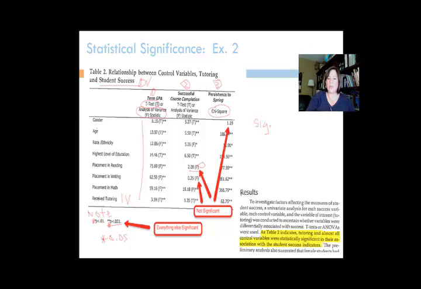And here's the way the authors wrote this up in their text. T-tests or ANOVAs were used. As Table 2 indicates, tutoring and almost all control variables were statistically significant in their association with the student success indicators. So that's how the researchers wrote up their statistical significance and what it looks like in terms of convention.